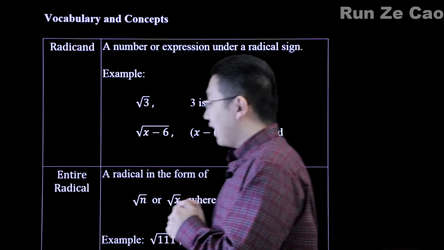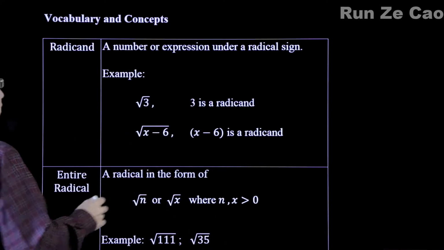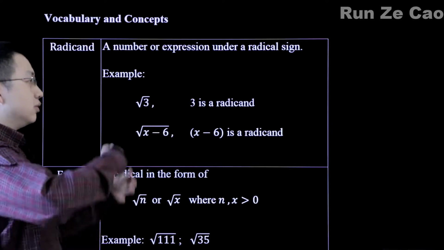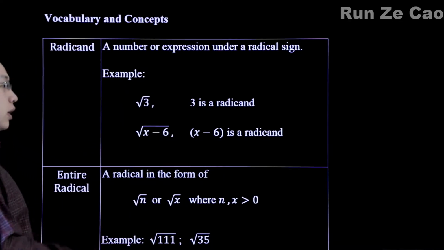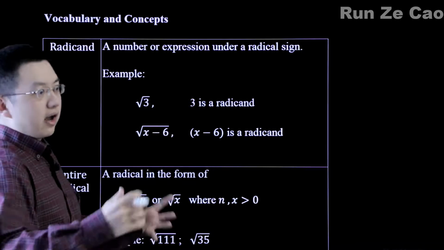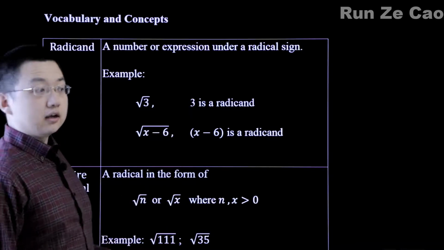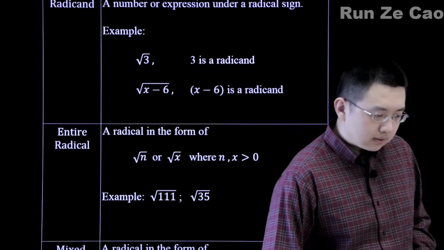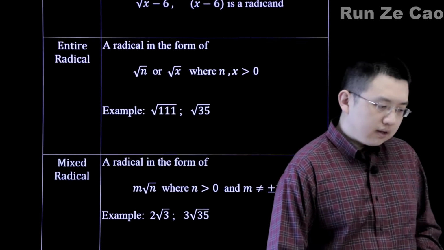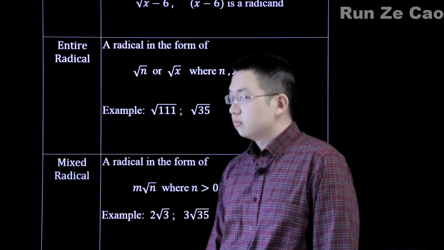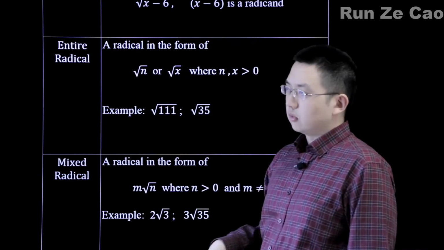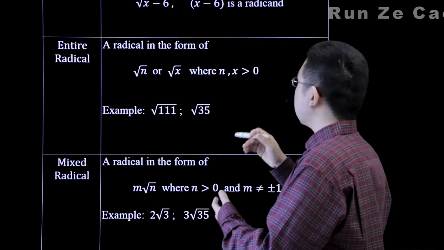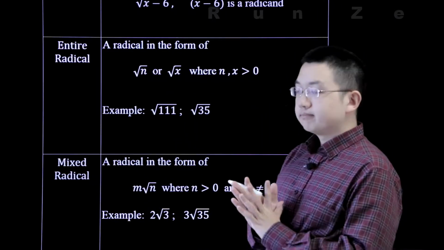So, the radicand is a number or expression under the radical sign. So, square root of whatever, or cube root of whatever, the whatever part is the radicand. Now, the entire radical is a radical in the form of root, or however many root of n, where n is some number.